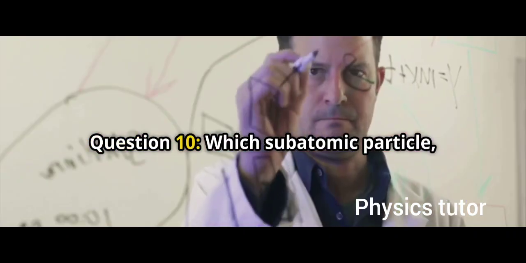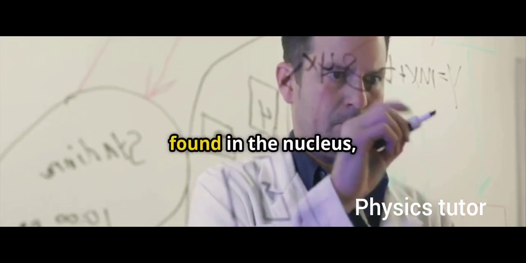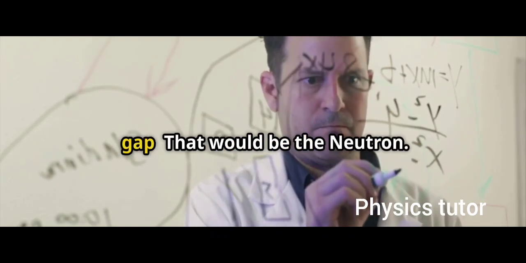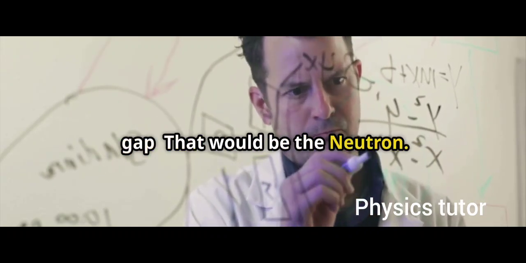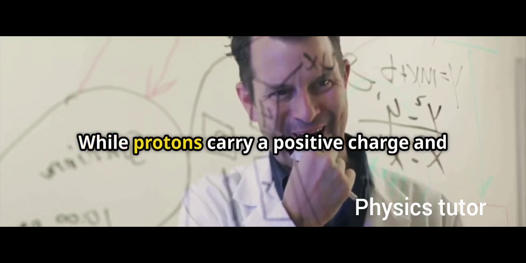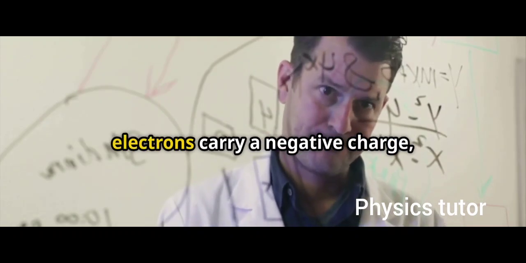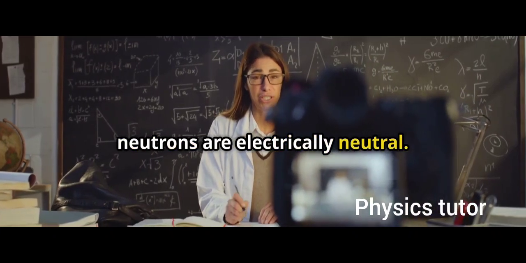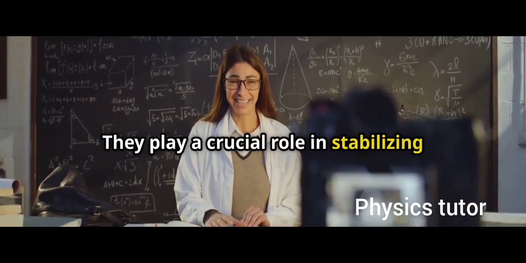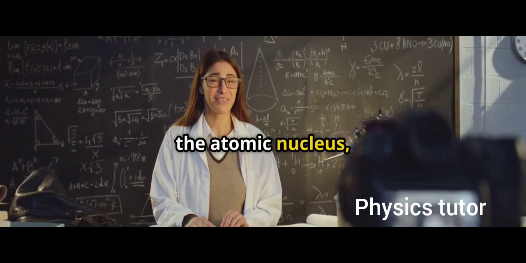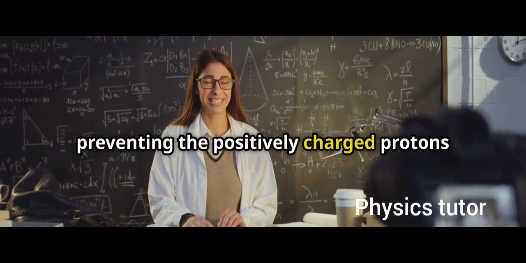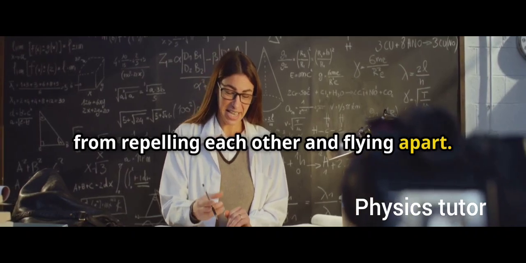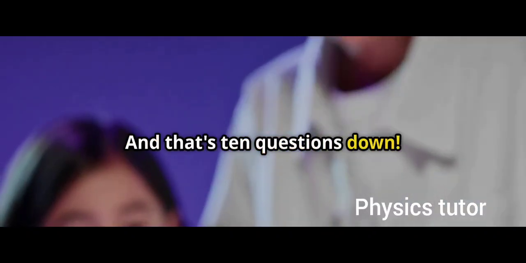Question 10. Which subatomic particle, found in the nucleus, has no electric charge? That would be the neutron. While protons carry a positive charge and electrons carry a negative charge, neutrons are electrically neutral. They play a crucial role in stabilizing the atomic nucleus, preventing the positively charged protons from repelling each other and flying apart. And that's 10 questions down.